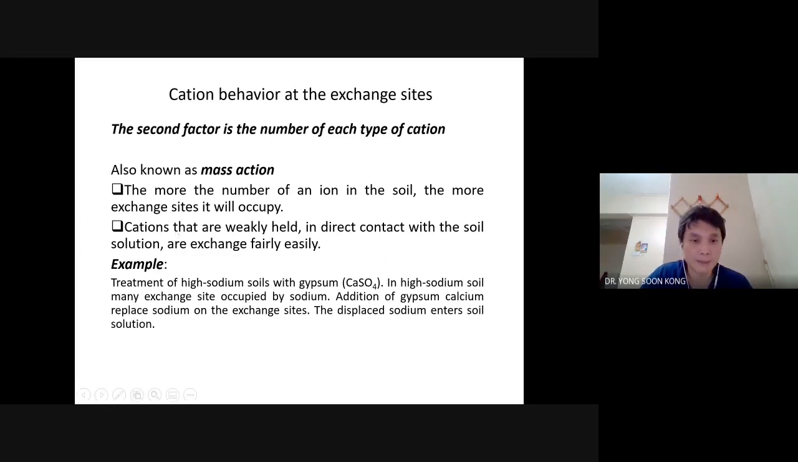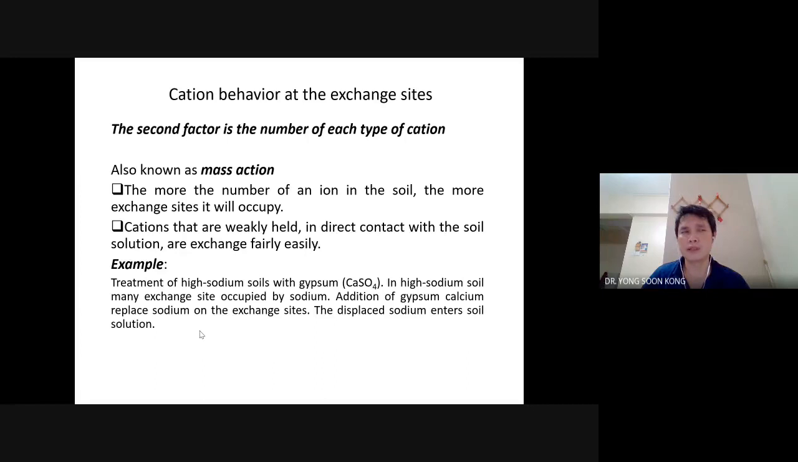Now, let's look at the example. Treatment of high sodium soil with gypsum. In high sodium soil, many exchange sites are occupied by sodium. Addition of gypsum, calcium, replaces sodium on the exchange site. The replaced sodium enters soil solution. This is a real life treatment process to address the sodic soil problem.